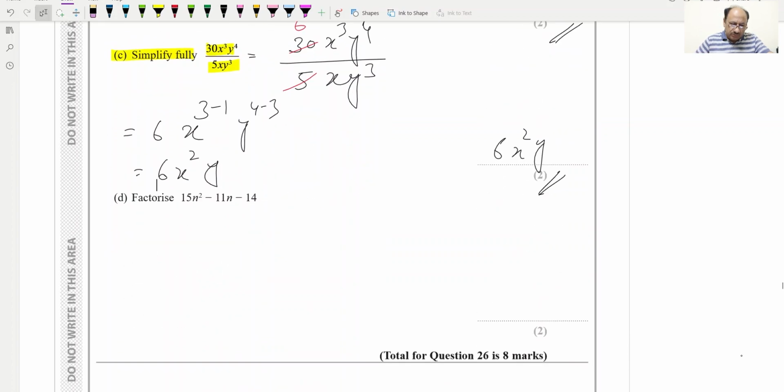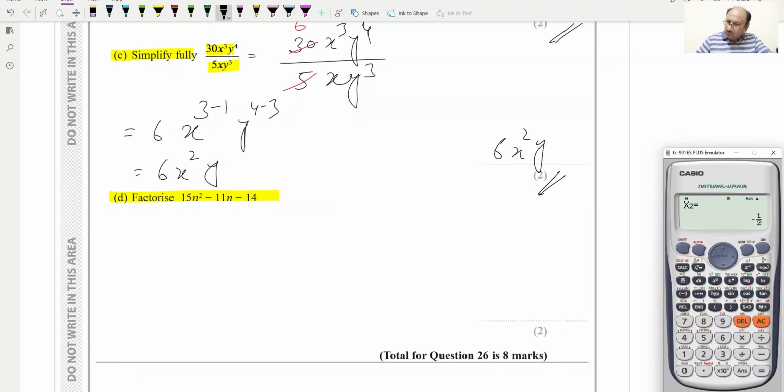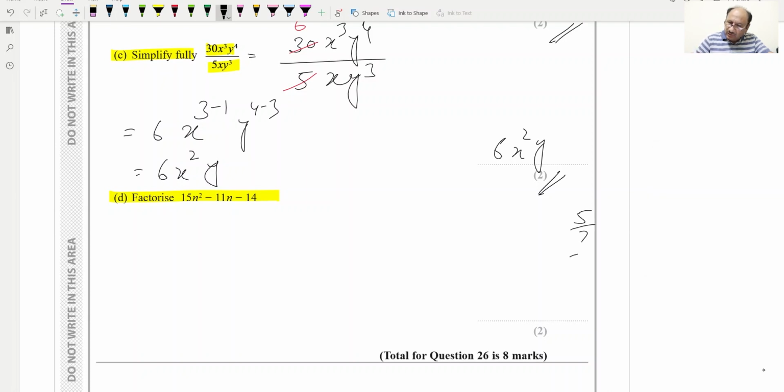Hopefully you understood this. Now D part, factorize. This we have to factorize, and for its factorization we can use calculator. So coefficient of n squared is 15, and coefficient of n is minus 11, and then constant minus 14, and this will be equal to 5 by 7 and minus 2 by 3. These are the numbers. We will change sign.